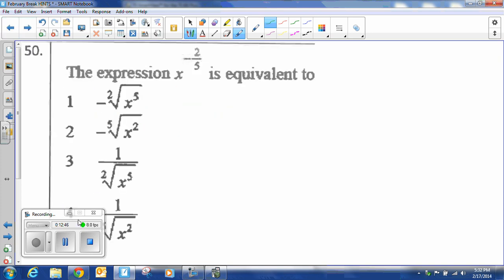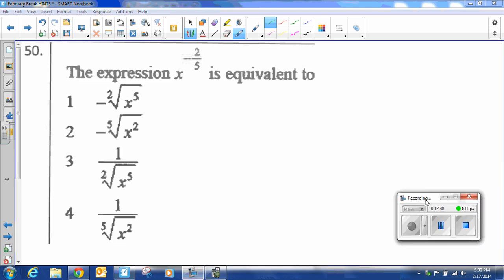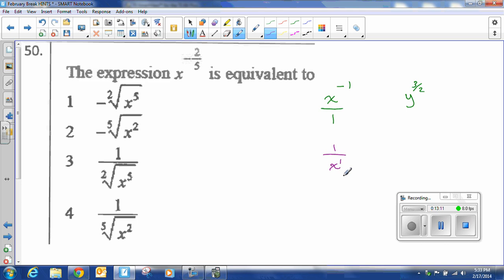Okay, number 50. Here we have a negative fractional exponent. Okay, without doing this problem for you, here are my 2 examples. So here's your negative exponent, which basically means reciprocate it and make the exponent positive. So we have 1 over x to the first power, which is just 1 over x.